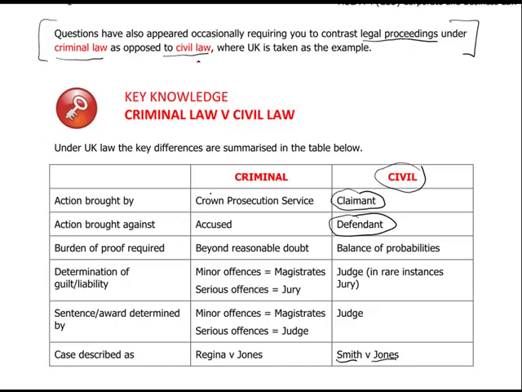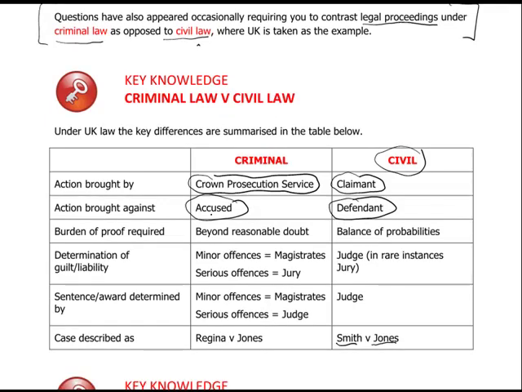Criminal law is the state, in the form of the Crown Prosecution Service, taking on the accused. So somebody who's robbed a bank, say, is the person being accused, and the government will take them on at court. Okay? And it's the defendant who's in this position, and the claimant is in this position.